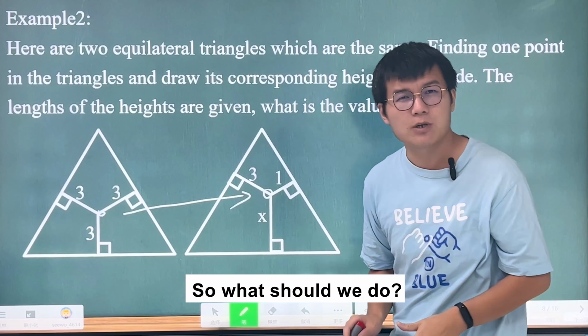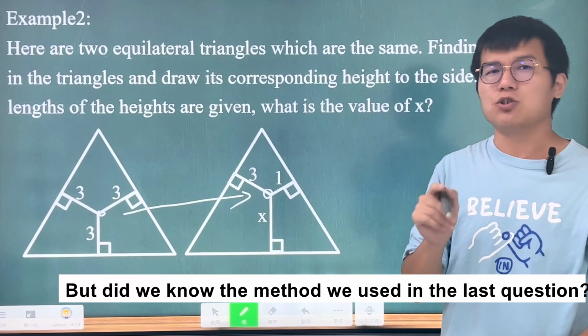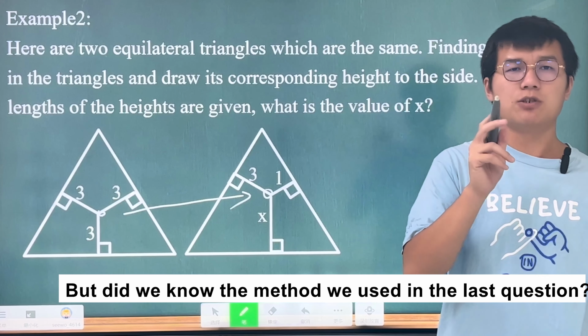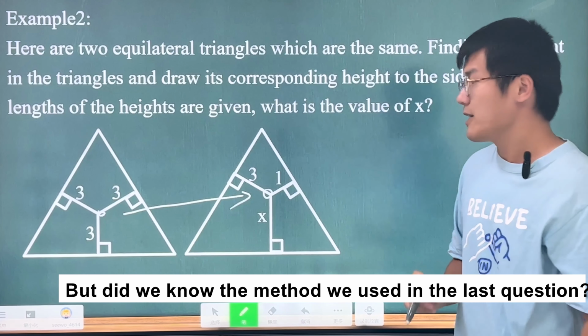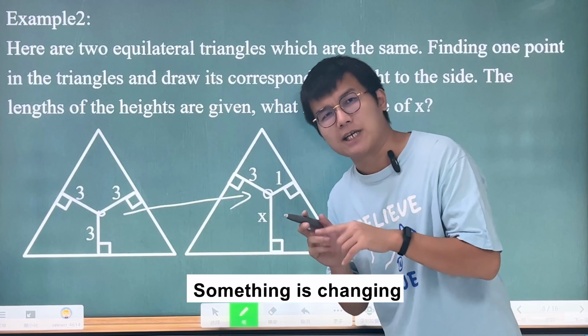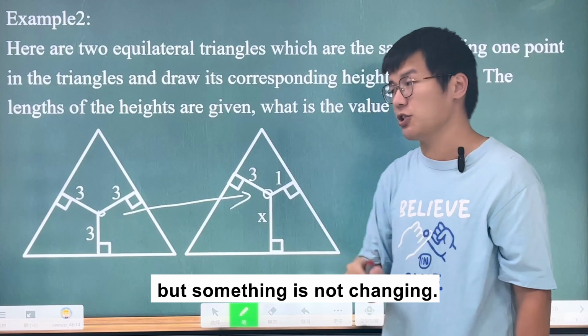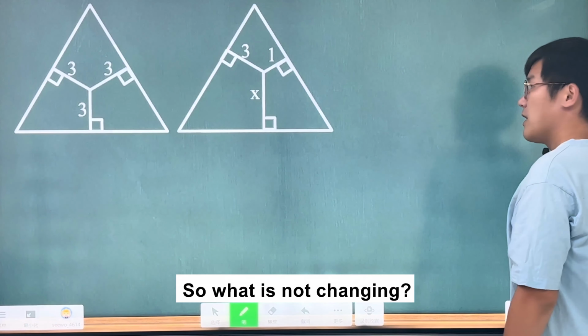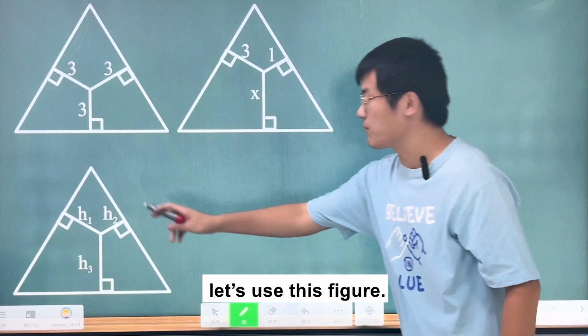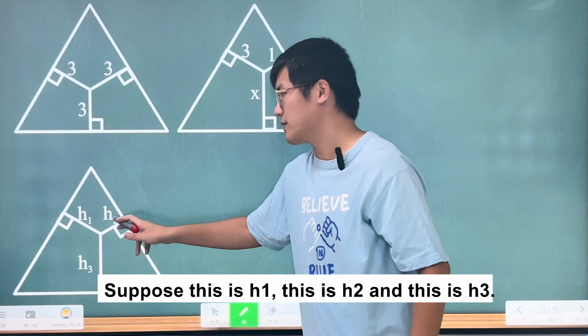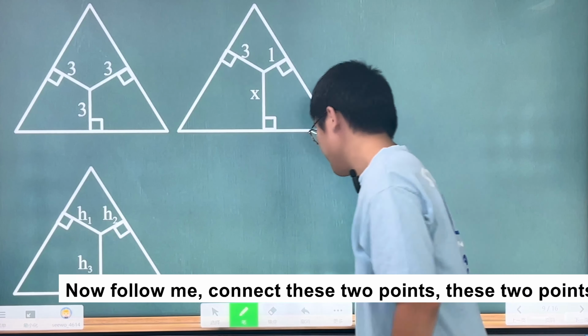So what should we do? We don't know, but did we know the method we used in the last question? Yes, we did. Something is changing, but something is not changing. So what is not changing? Despite the numbers, let's use this figure. Suppose this is H1, this is H2, this is H3. Now, follow me.